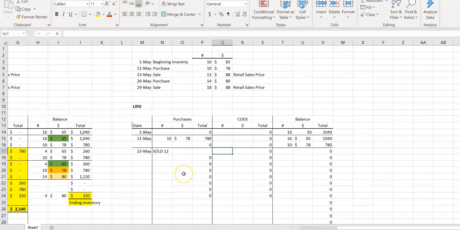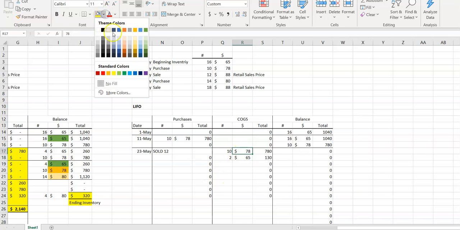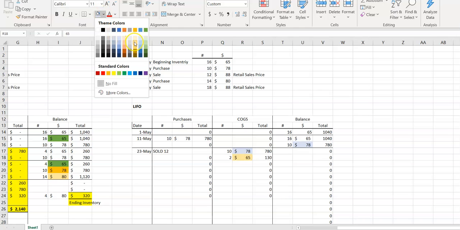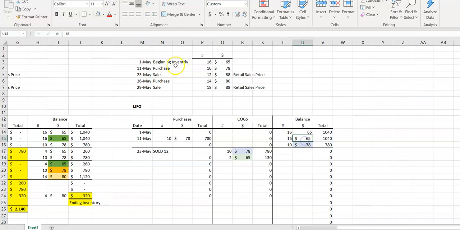All right, so it's last in, first out. So I'm going to pull from my most recent purchase. So I'm going to do the 10 at 78, and then I still need 2 more. So they're going to come from the 16 at 65. So this came from here, and the 65 came from here. And now the 10 are gone, and of the 16, I got rid of 2 of them, so I still have 14 at 65.